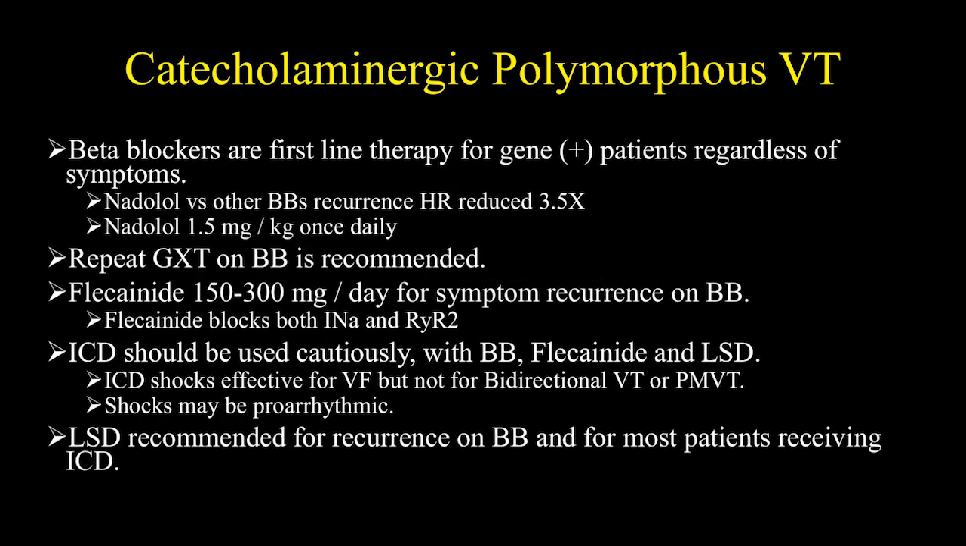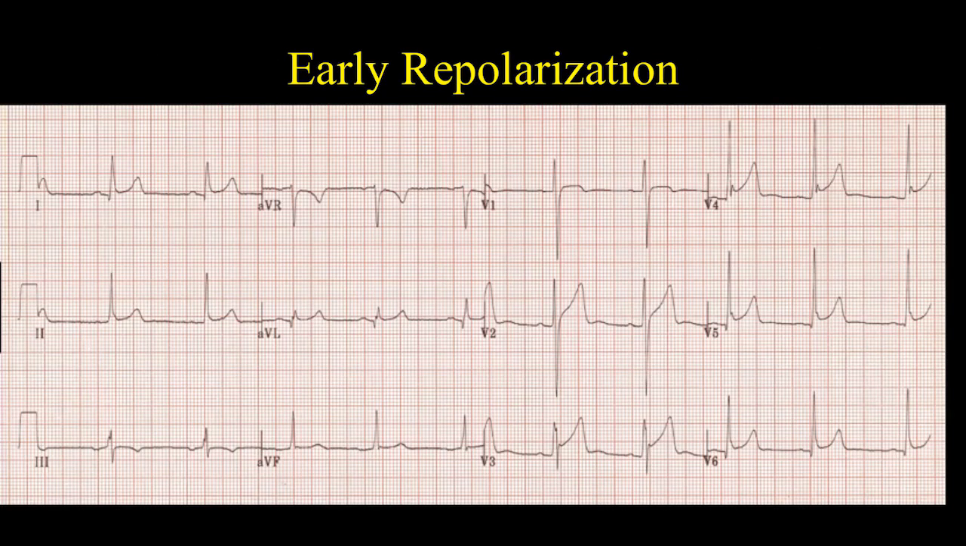The treatment: beta blockers are the treatment. Again, nadolol is the best treatment. For those who don't respond to nadolol, flecainide, which blocks inward sodium current and the ryanodine receptor, is the way to go. I would be very careful about putting a defibrillator in someone with CPVT, because we and others have unfortunately found out that if you put a defibrillator in a kid with CPVT, they have a shock, they get a big catecholamine surge, and they just have incessant VF. So be very, very careful about that. We would almost always treat them with beta blockers and probably left stellate sympathectomy before we would think about a defibrillator. And we'll just go one more case.